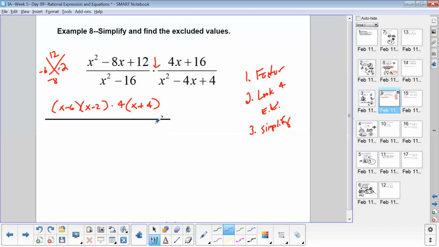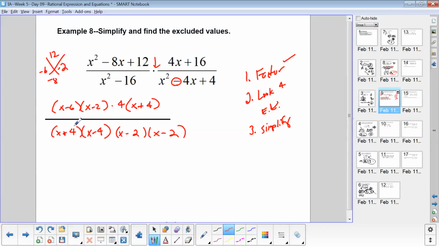And in the denominator, this is a difference of squares. X squared minus 16 is a difference of squares. That's going to be x plus 4 and x minus 4. And then this one right here would be a perfect square trinomial, because 4 is a perfect square, x squared is a perfect square. So x, that would be x, and then the sign would be negative, so x minus 2 and x minus 2. So we've simplified, we looked at our expression that was given, and we factored as much as we can, check.